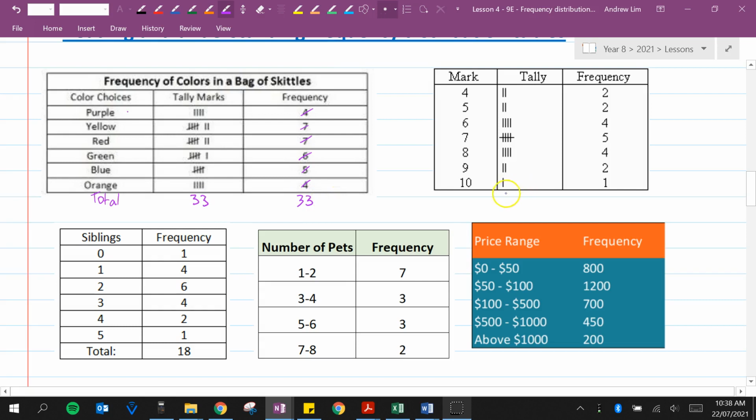Or here we can say the total. 2, 4, 8, 10, 15, 19, 20. We can see that there are 20 people in this class who did the test.